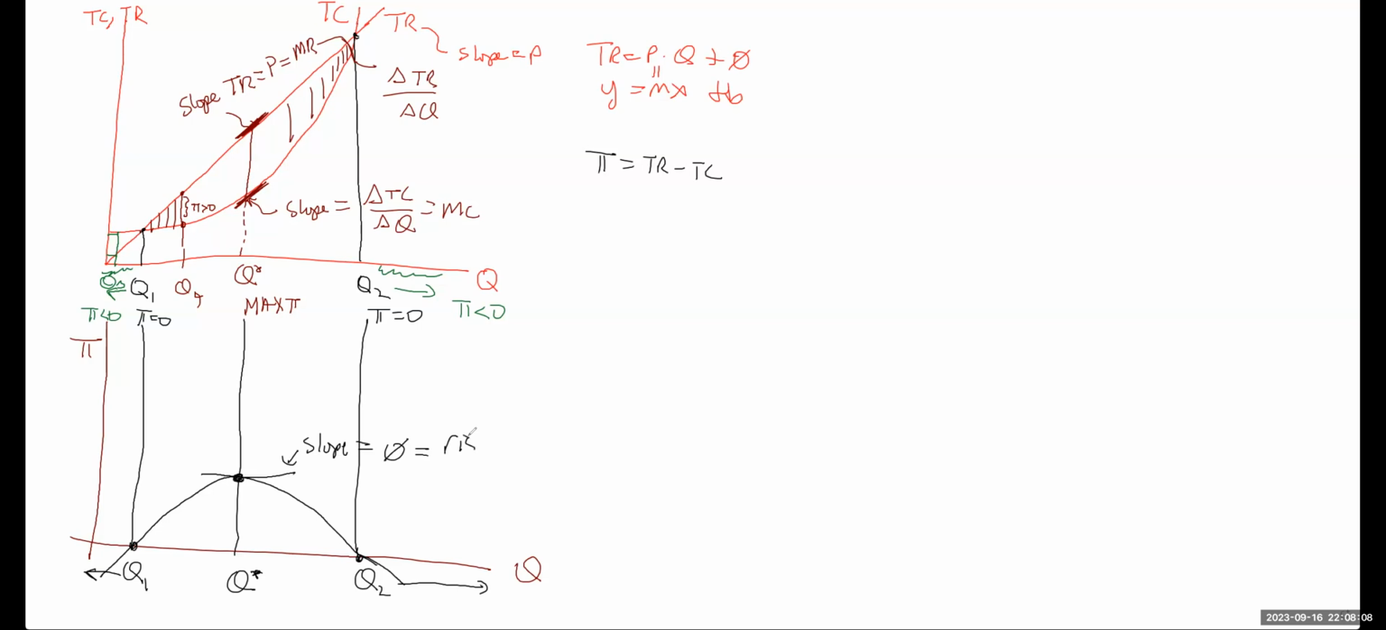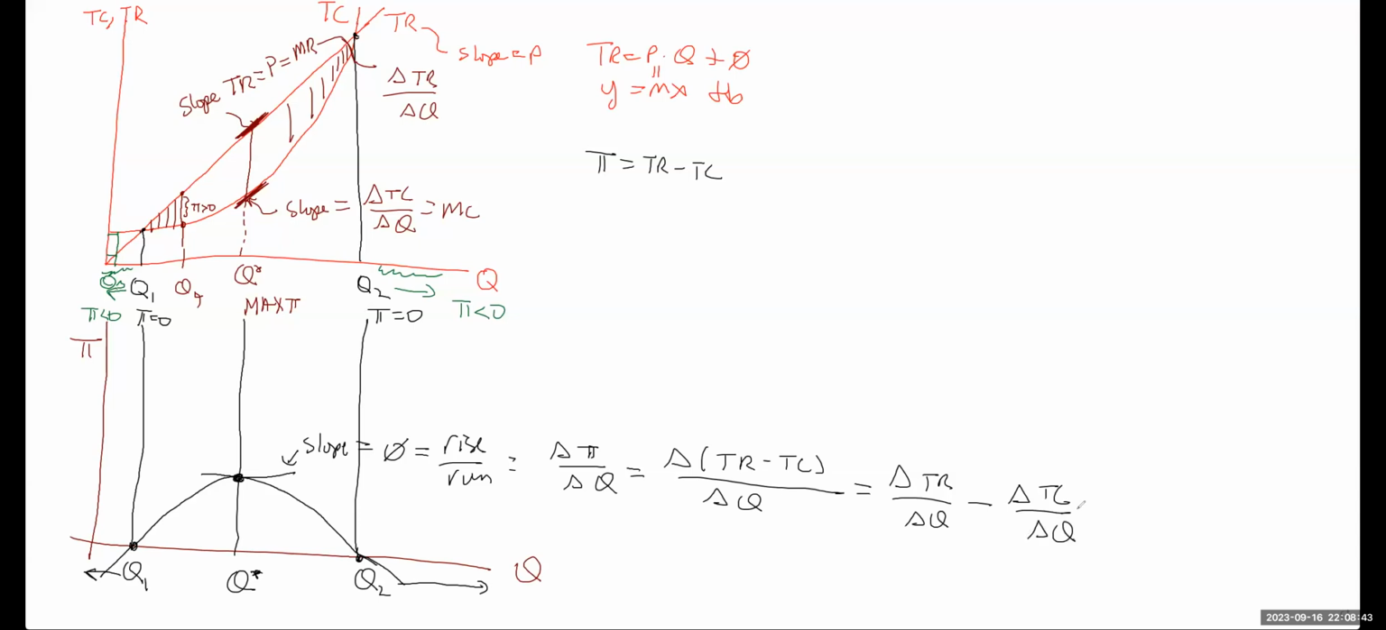That's rise over run. Rise is change in profit divided by run, change in quantity. I could extend this out. Profit is change in total revenue minus total cost divided by change in quantity. This is equal to change in total revenue divided by change in quantity minus change in total cost divided by change in quantity. That is equal to 0. Okay, so I'm going to rewrite this one up here.